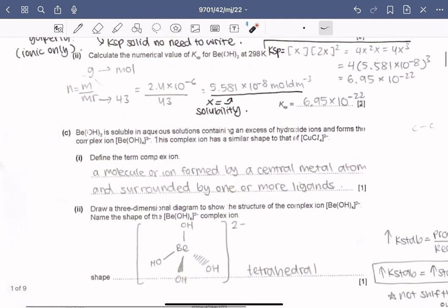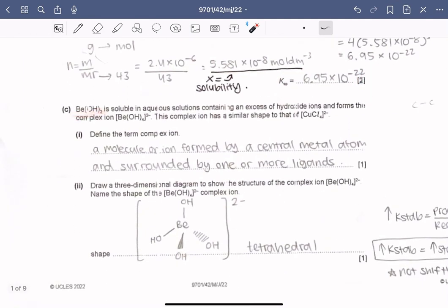C. Be(OH)2 is soluble in aqueous solutions containing an excess of hydroxide ions and forms the complex ion Be(OH)4 2-. This complex ion has a similar shape to that of CuCl4 2-. So this is going to be of help later.